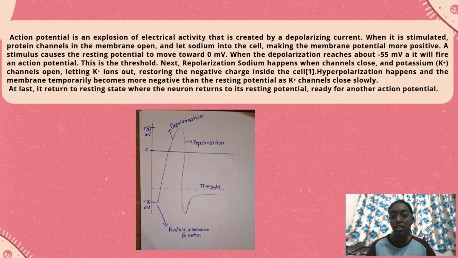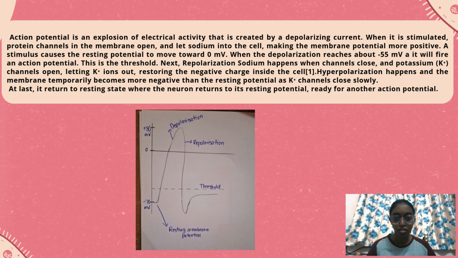Action potential is an explosion of electrical activity that is created by the depolarizing current. When it's stimulated, protein channels in the membrane open and let sodium into the cell, making the membrane potential more positive. A stimulus causes the resting potential to move toward 0 mV. When the depolarization reaches about negative 55 mV, it will fire an action potential.